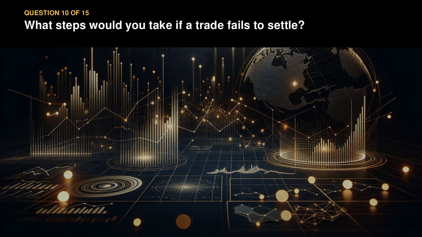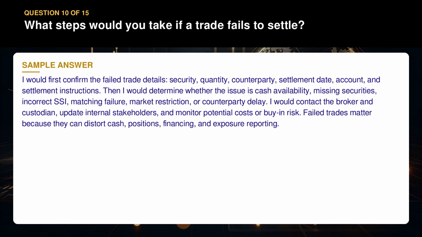Question 10. What steps would you take if a trade fails to settle? I would first confirm the failed trade details: security, quantity, counterparty, settlement date, account, and settlement instructions. Then I would determine whether the issue is cash availability, missing securities, incorrect SSI, matching failure, market restriction, or counterparty delay. I would contact the broker and custodian, update internal stakeholders, and monitor potential costs or buy-in risk. Failed trades matter because they can distort cash, positions, financing, and exposure reporting.